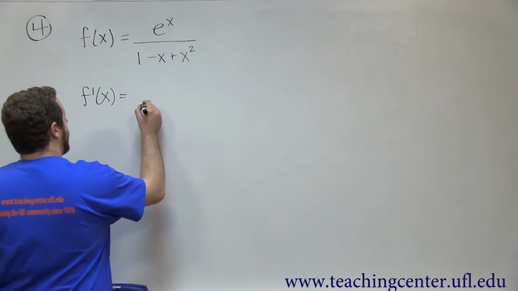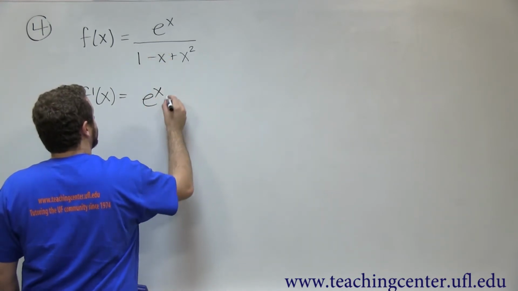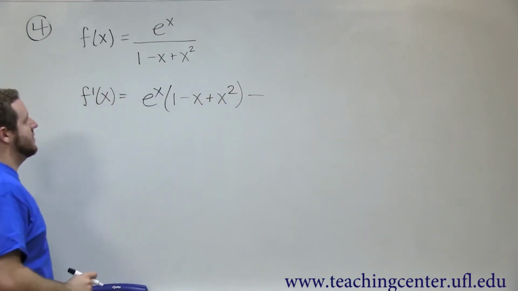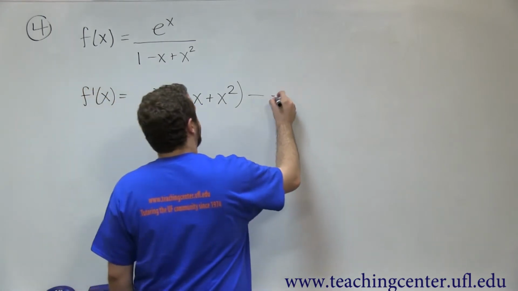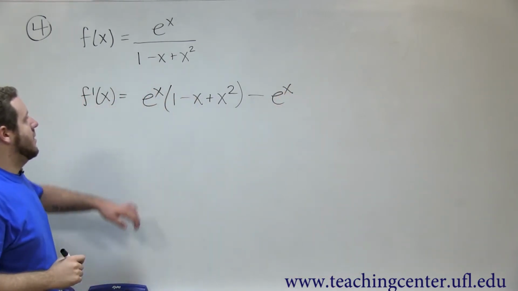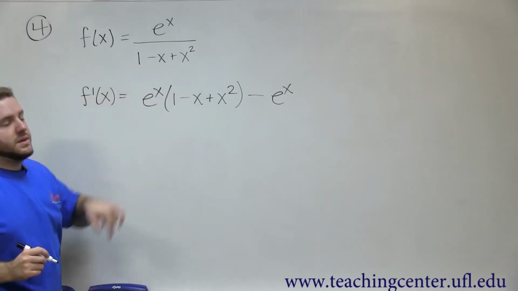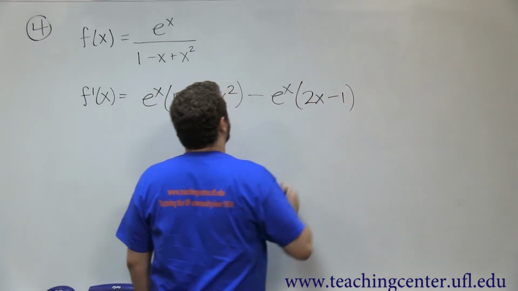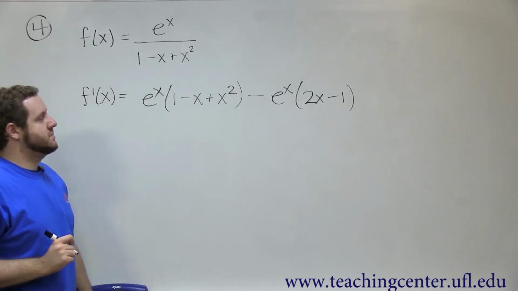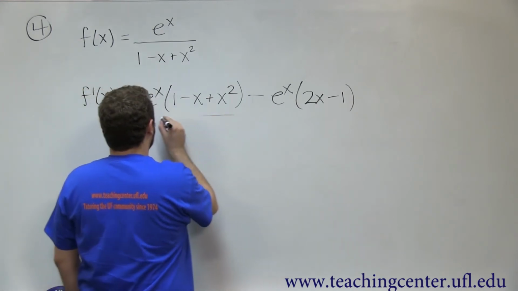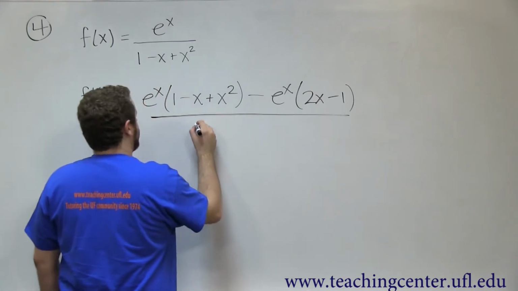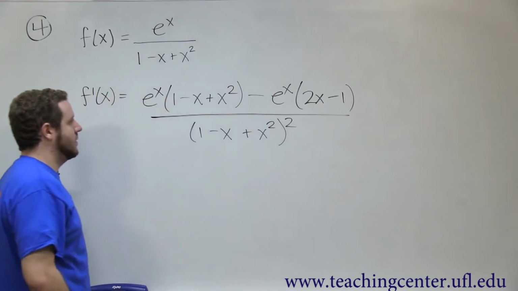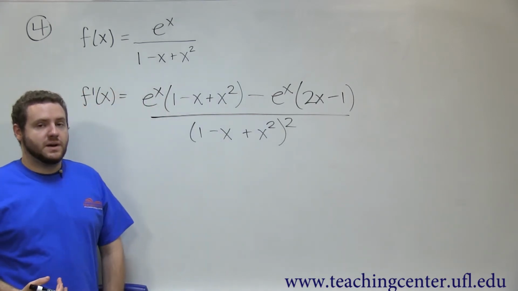So we do the derivative of the top. The derivative of e to the x is e to the x times the bottom, minus the derivative of the bottom times the top. Again, we're going to have times the top, so we have e to the x again. But now we're doing the derivative of the bottom. So the derivative of the bottom would be 2x minus 1, doing each of these terms. So we put that all over the bottom squared, 1 minus x plus x squared, squared. And that's our derivative, not simplified yet.